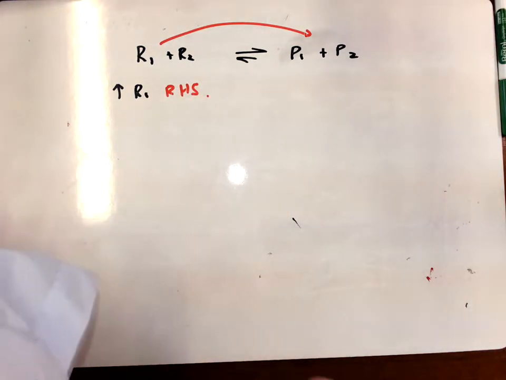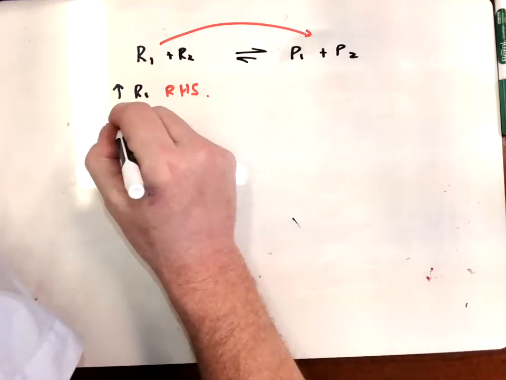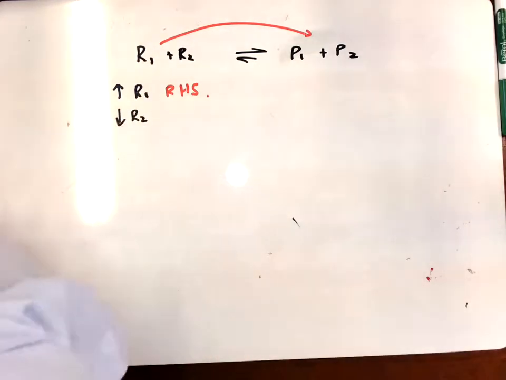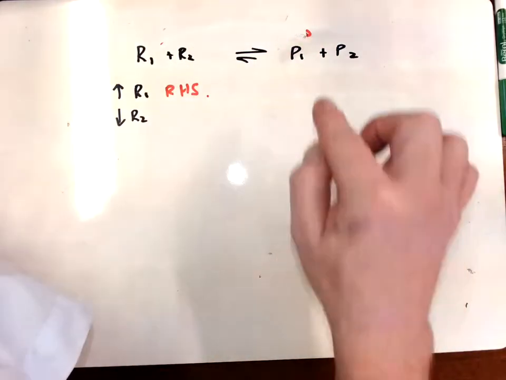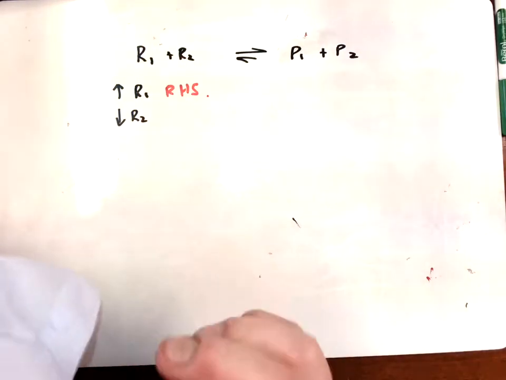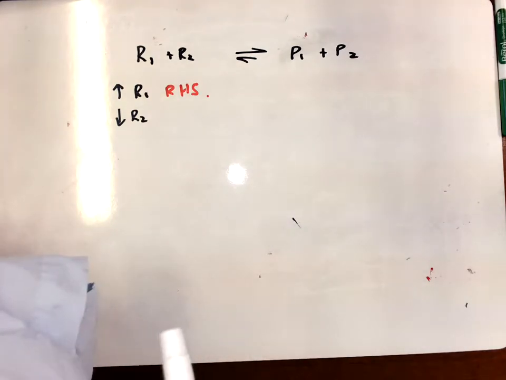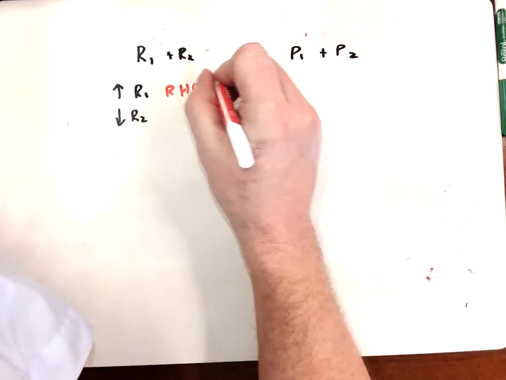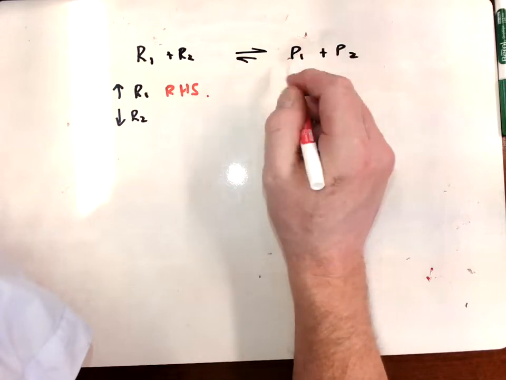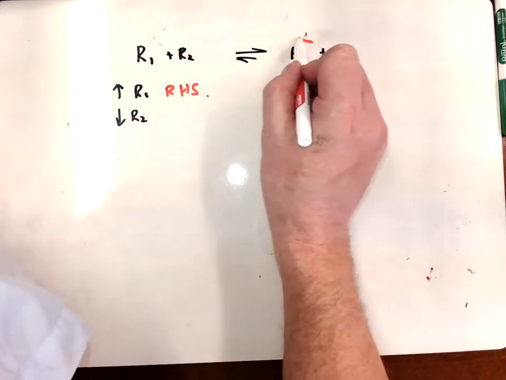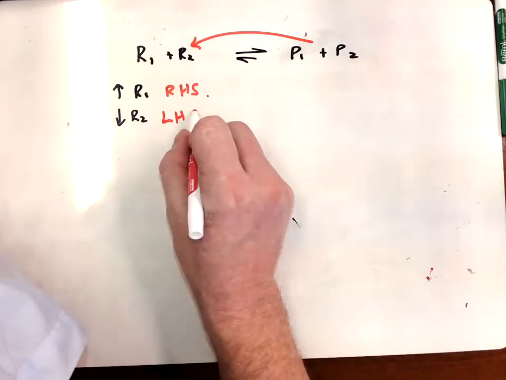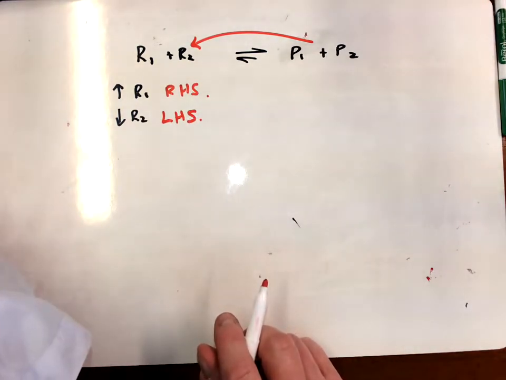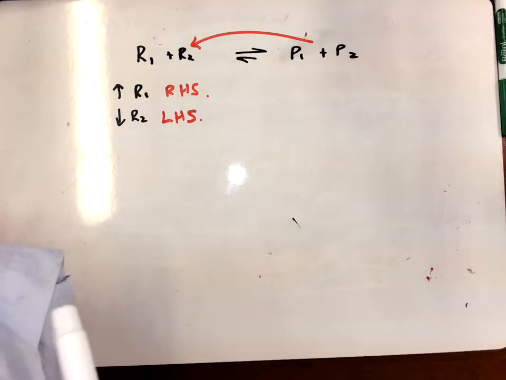Alternatively, if I was to remove R2, how would my equilibrium change then? Well, if I remove R2, the equilibrium will try to replace it. How does it replace it? The only way it can is by product 1 and product 2 turning back into R1 and R2, and that would therefore move the equilibrium to the left hand side.